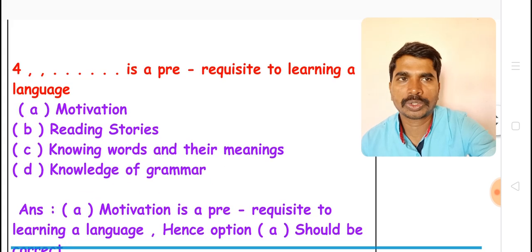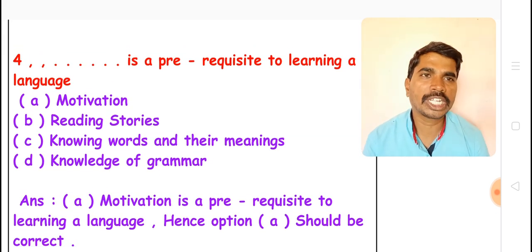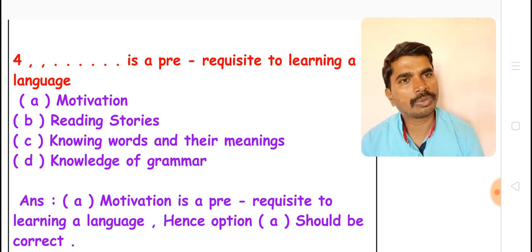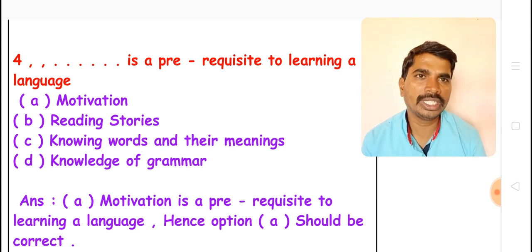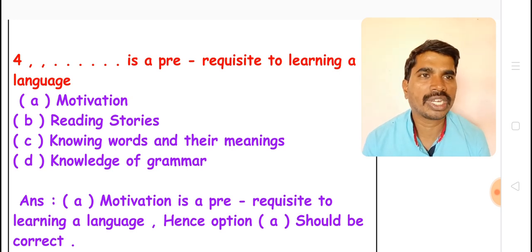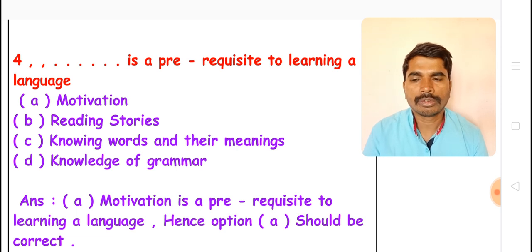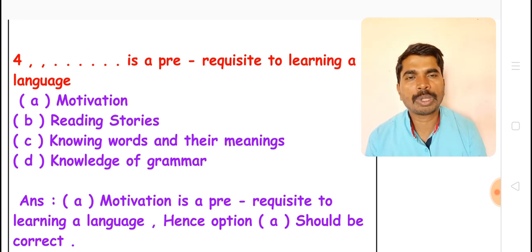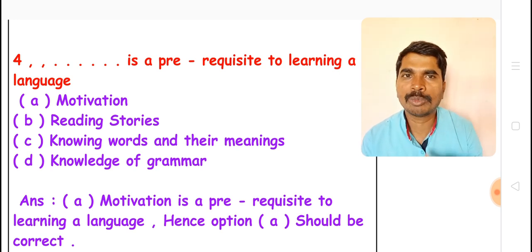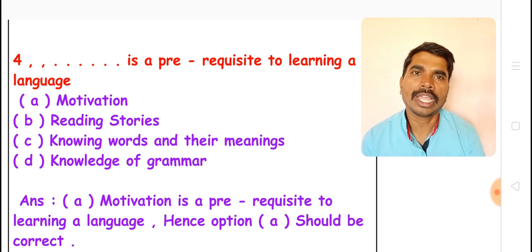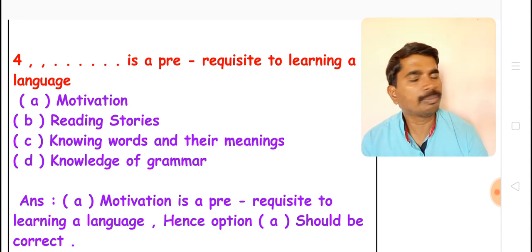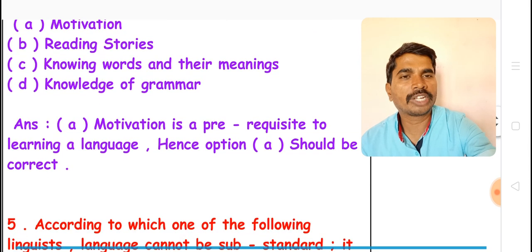Let's take the next question. Dash is a prerequisite to learning a language: motivation, reading stories, knowing words and their meanings, knowledge of grammar. Here, motivation is very, very important. A human being cannot learn anything without motivation. Motivation may be of two types: intrinsic motivation and extrinsic motivation. But both motivations help the learner gain interest in the learning process. So motivation is the prerequisite.